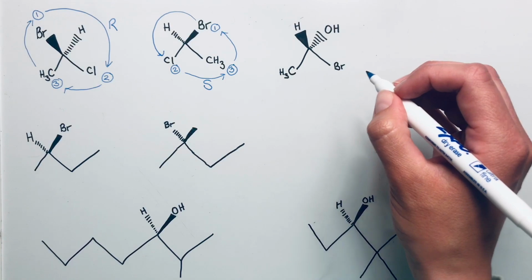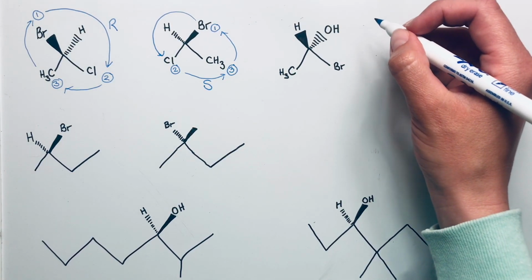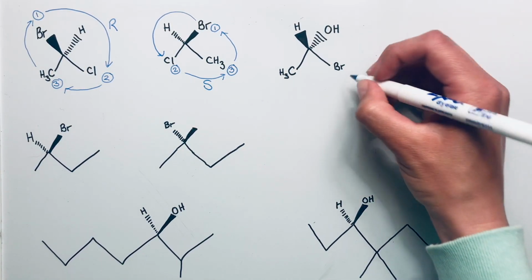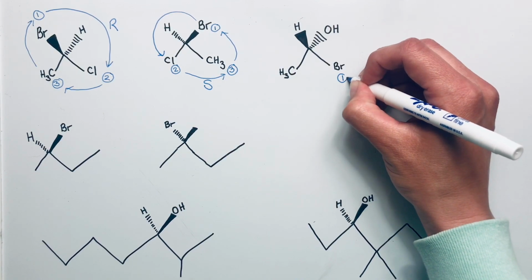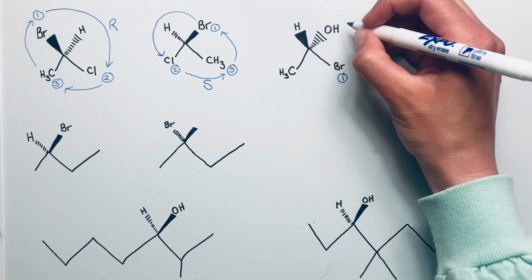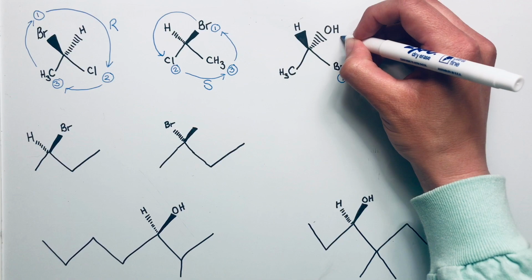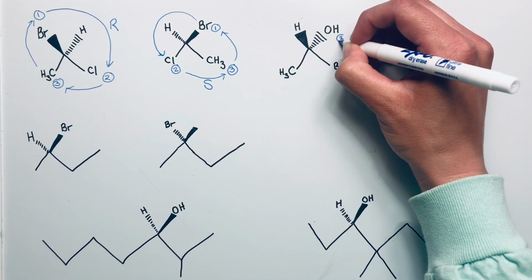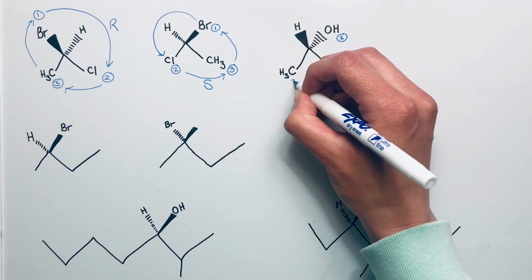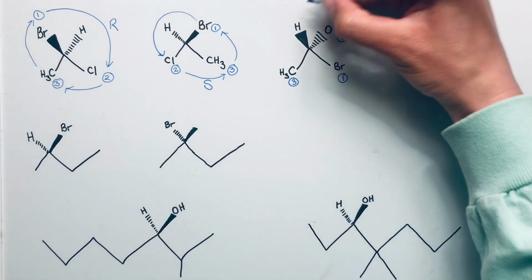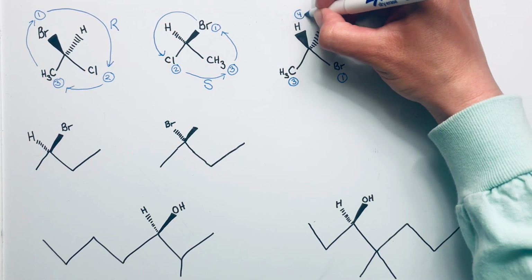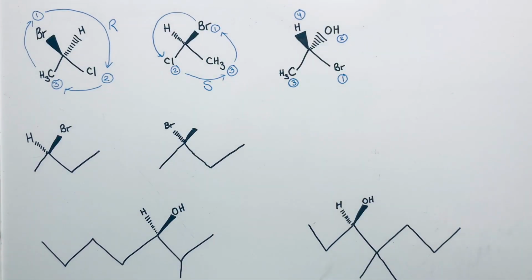Okay, next one right here. Let's see, who is going to get number 1? Bromine. And then the OH group is going to get number 2. And then 3 down here. Don't forget this one's 4. I didn't label all the others, but your hydrogen is your number 4 group.